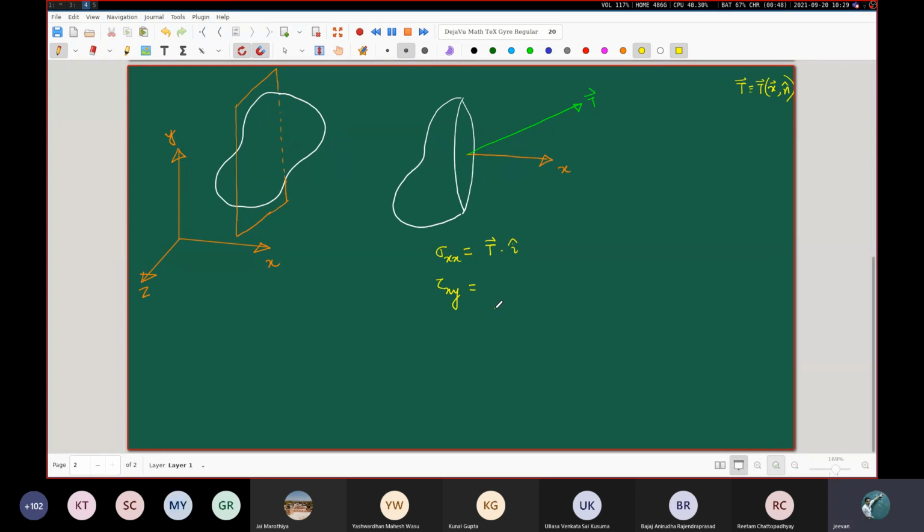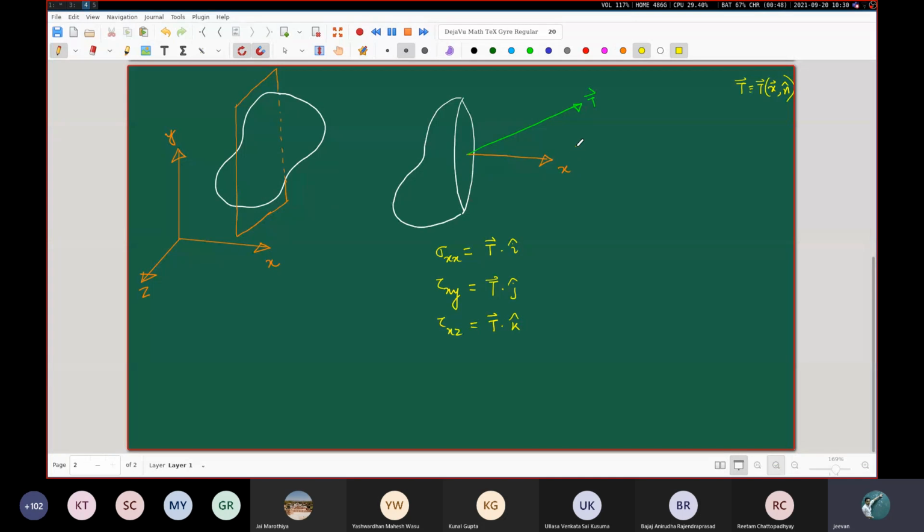T vector dot j vector, j cap. All right. Now you are saying that t vector is equal to j hat, and you will consequently say that tau xz is also equal to t vector dot k hat. This is fine, but you have to understand one very important thing here.